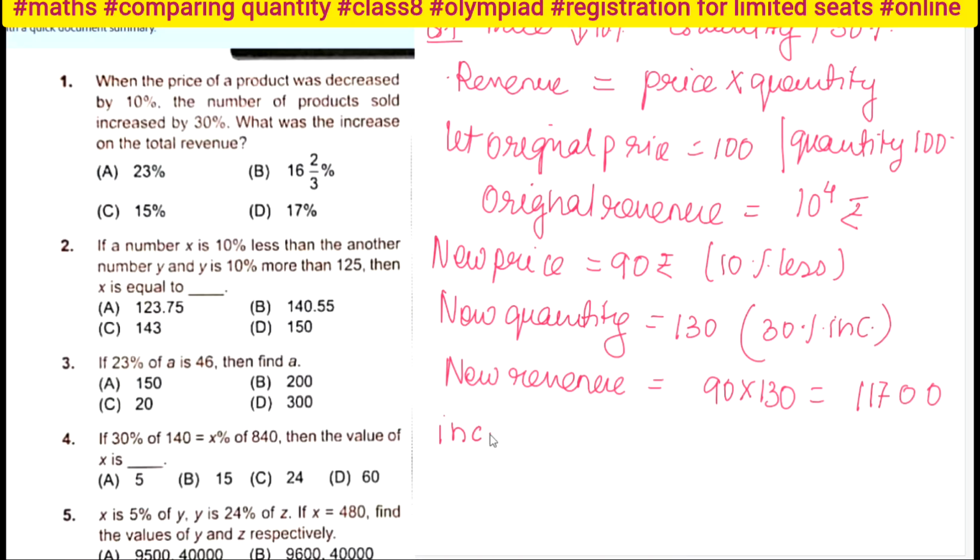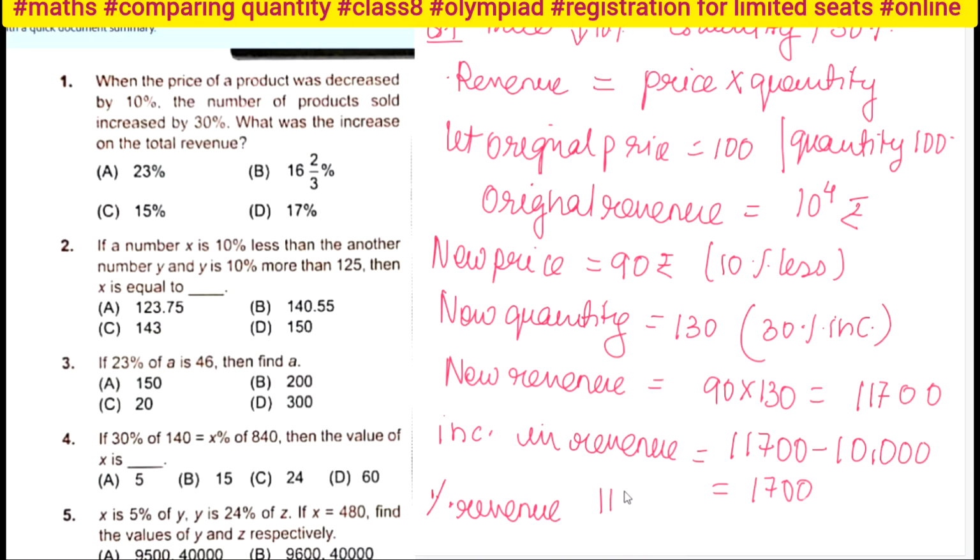So increase in revenue will be 11,700 minus 10,000. So what will be the amount? 1700. But if they are asking percentage revenue, what will I do? 1700 into 100 divided by 10,000, because original was 10,000. So what will I get? I will get 17%. So my answer will be D.